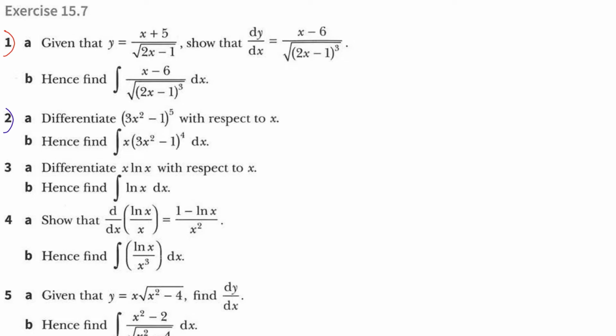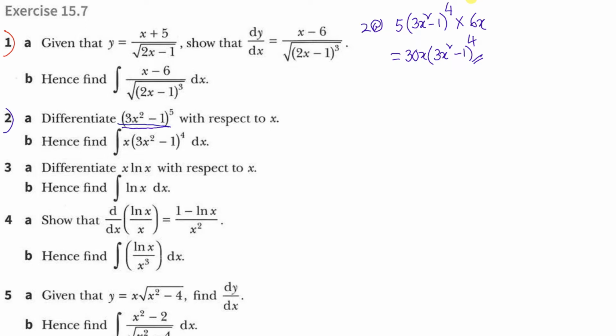Differentiating with respect to x, we definitely get 5 inside, then 3x² minus 1 to the power 5 minus 1, which is 4, into the differentiation of 3x² minus 1, which gives us 6x. So the answer is 30x(3x² minus 1)^4. That is the answer of the differentiation of that expression 2a.